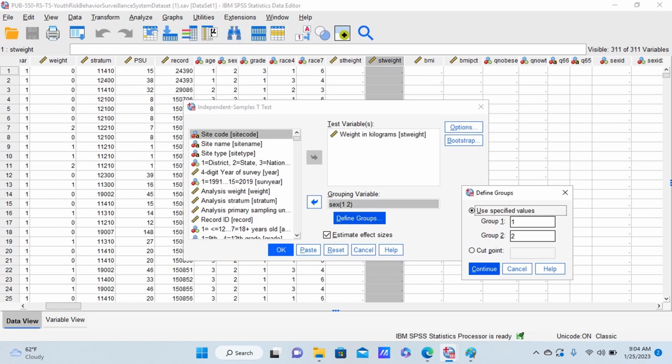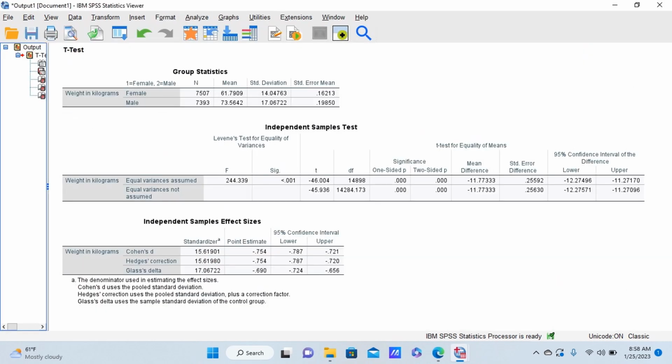Alright, so for our test variable, we select weight in kilograms. And the grouping variable is sex, which has been broken down into 1s being females, 2s being males. What this shows us is that there is a significant difference in the mean weight in kilograms between males and females, of over 11 kilograms being the average. Up here we have the standard deviation of 14 for females, 17 and some change for males. Standard error average being roughly the same for both.